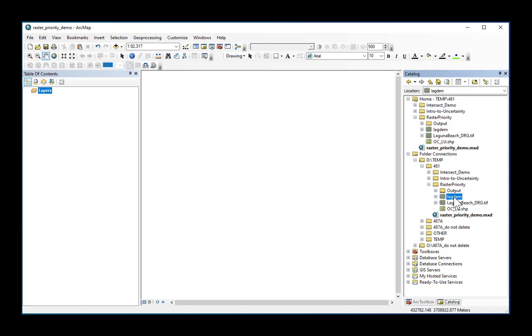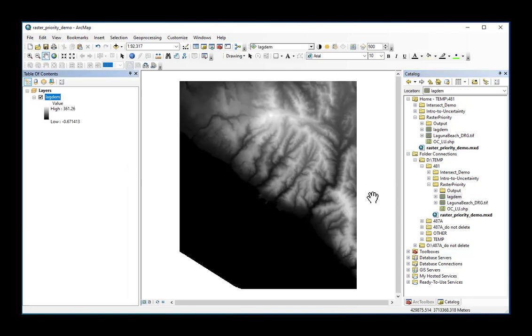The first file is the digital elevation model for Laguna Beach, the Laguna Beach quadrangle digital elevation model, which is an actual grid file. And the other file is a digital raster graphic, the term DRG, which is a picture, a file that we can't do any math on, but we use as a reference underlying our data. So first let's bring in the DEM, and then I will bring in the TIFF.